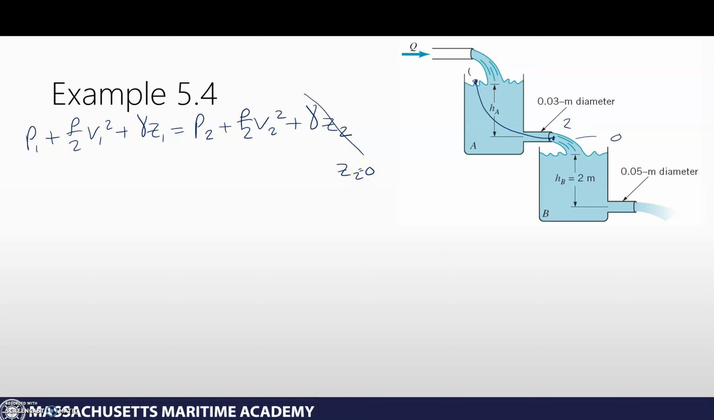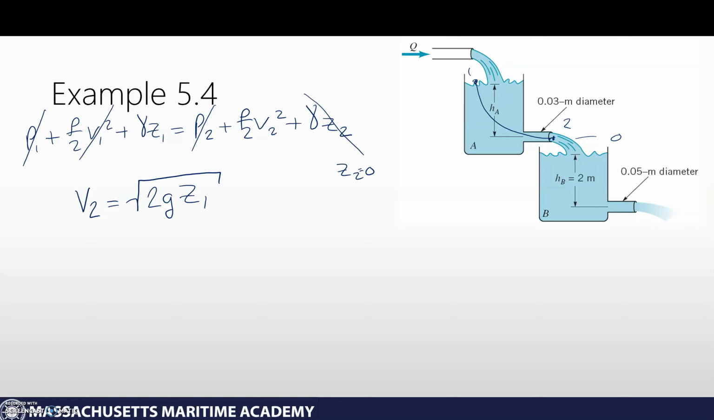Pressure 1 and pressure 2 are both atmospheric pressure. They'll end up canceling out. V1 is the surface of a large tank. That will end up canceling out. And so once again, I'm just left with the equation of a free jet. So if I rearrange this, what do I have? I have V2 is going to be equal to the square root of 2g Z1.